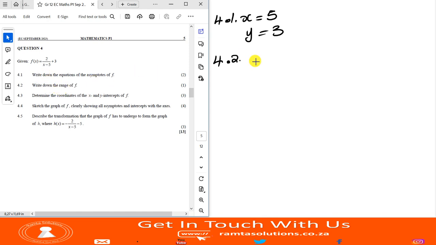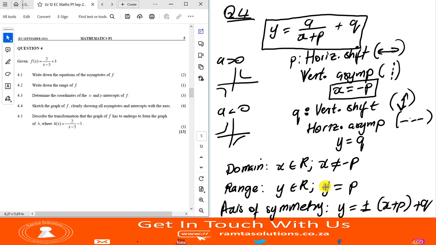The range of f, you remember, allows all y values. However, it does not allow the horizontal asymptote. So y is not equal to 3. That is the range. This is exactly what I said here. You just substitute the values. By the way, I'm sorry, it's supposed to be not equal to here. That is it. All right.